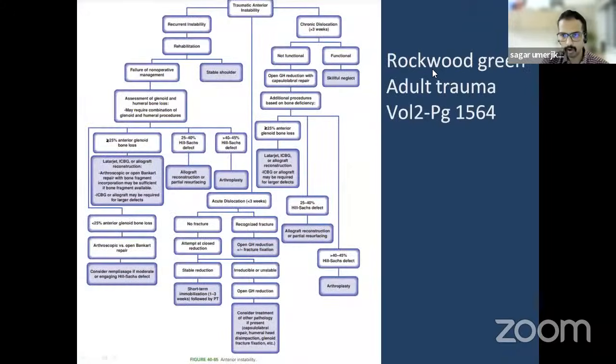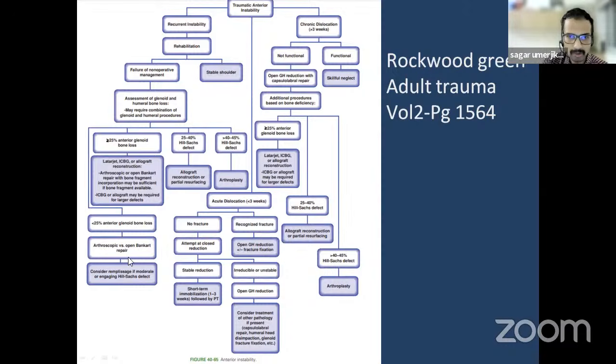This is a table from Rockwood and Green, volume 2, page 1564. I want everyone to have a look at this eventually. It's a beautiful flow chart describing the management of acute, chronic and recurrent instability.